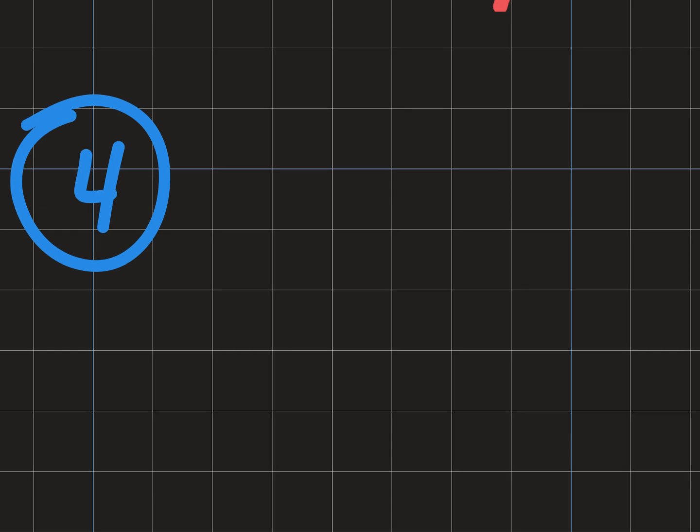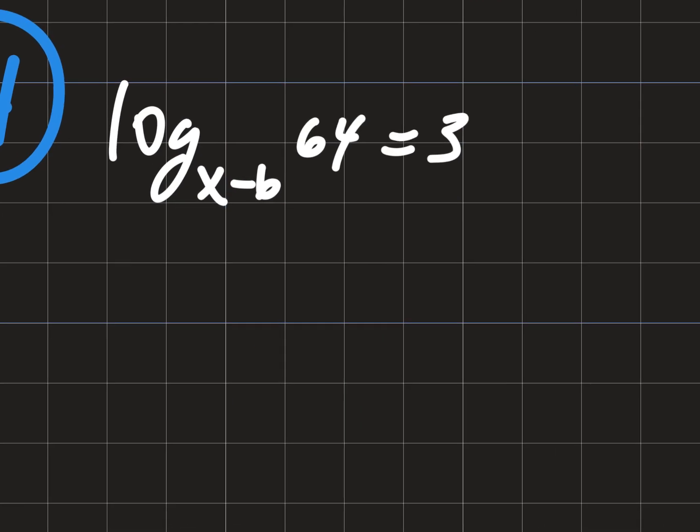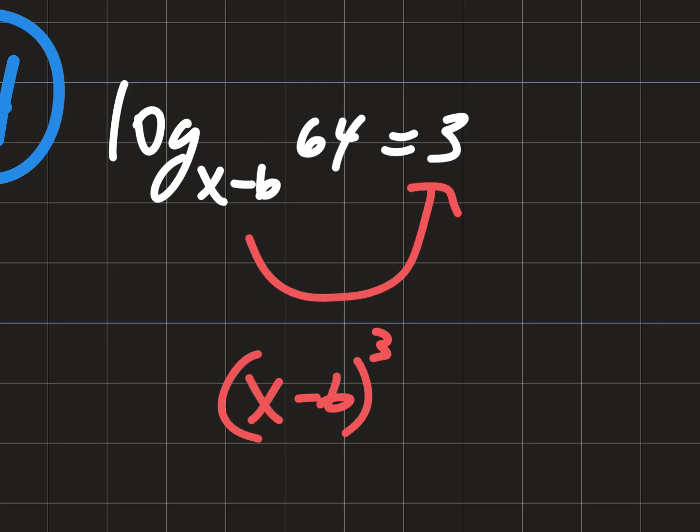Let's see. Who haven't I tortured in a while? Asher. Yeah. What's number 4? Log base x minus 6 of 64. Wait, log base x minus 6, like that? Yeah. Of 64 equals? Thank you. Valeria, you know what to do? Yes, you do. X minus 6, parentheses, to the third, equals 64.